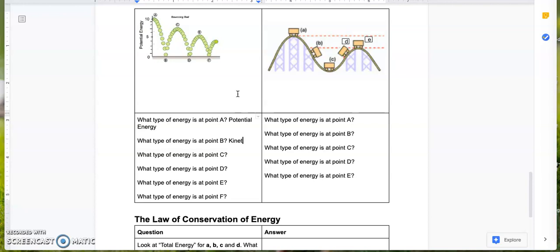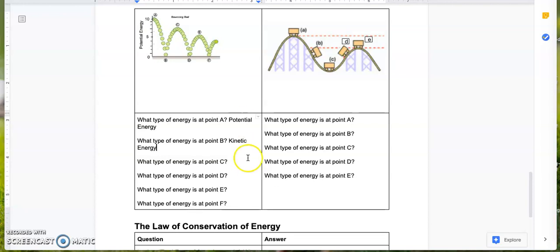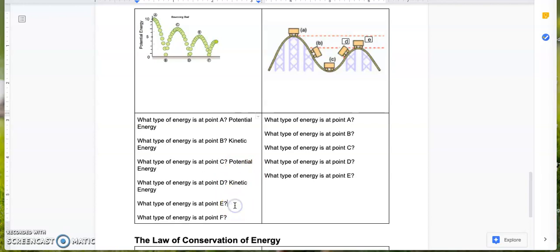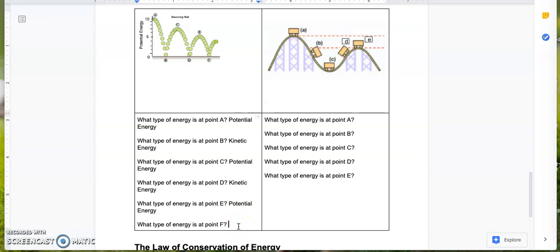So hopefully you got that this was kinetic energy. I would like you to go through and finish the ball, C, D, E, and F. Press pause to do it, press play to begin again. All right, so C is going to be potential. It has height and it pauses for a second. D is going to be kinetic because it's moving and has no height. Then it goes back to potential, and then it finishes off with kinetic for our drawing.